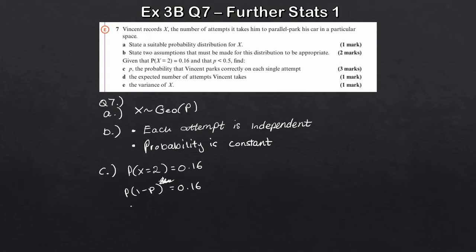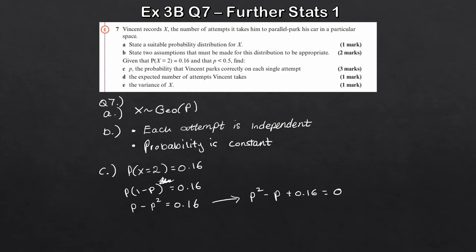So P times 1 is P. P times minus P is minus P squared, and this is equal to 0.16. So what I'm going to do is, because this is a negative P squared, I'm going to take everything onto the right hand side. So P squared minus P plus 0.16 is equal to 0. Okay. Now I'm clearly not going to be able to factorise this expression here.